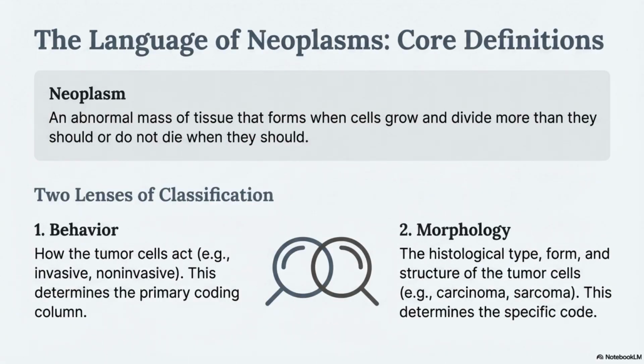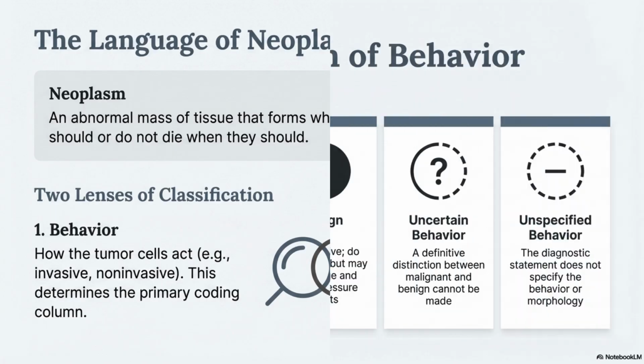A neoplasm is an abnormal mass of tissue caused by uncontrolled cell growth. To code neoplasms accurately, you need to understand 2 key concepts: behavior and morphology. Behavior describes how the tumor acts, whether it's malignant, benign, in situ, or uncertain. Morphology describes the cell type and structure, such as carcinoma or sarcoma, and helps guide you to the correct code.